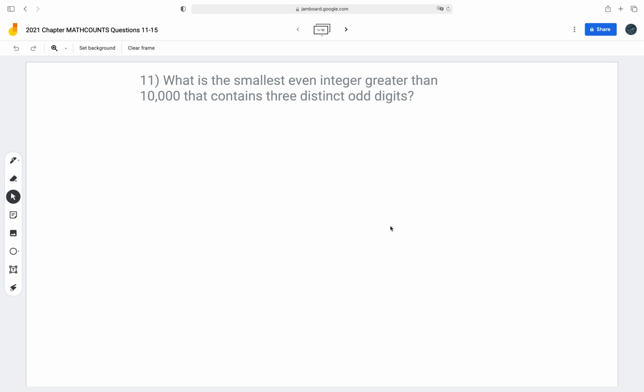Welcome back to Everyday Mathematics, and today we're going to be going over questions 11 through 15 from the Chapter MATHCOUNTS Competition on this part of the sprint round. So let's just get right into it.